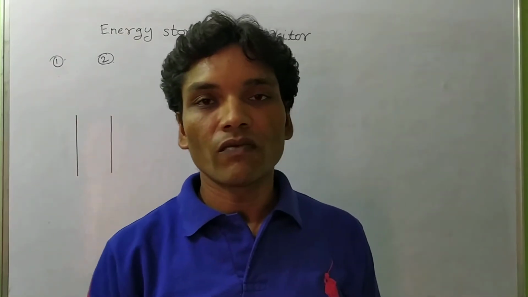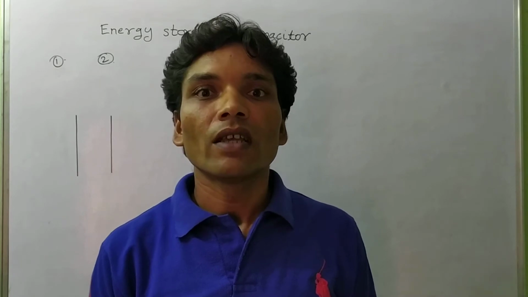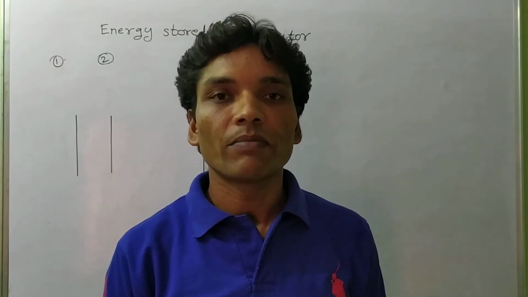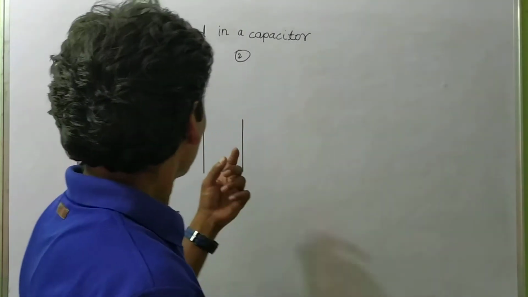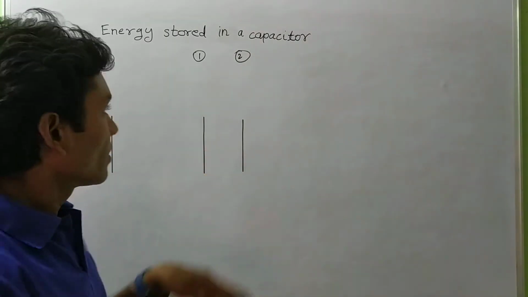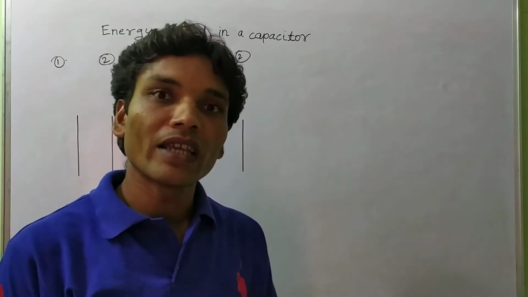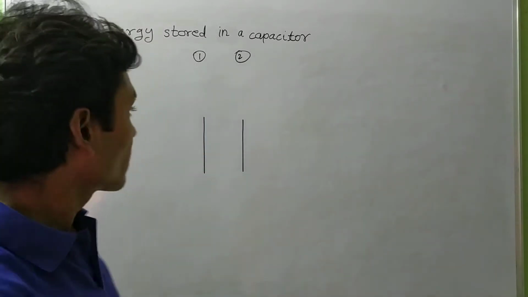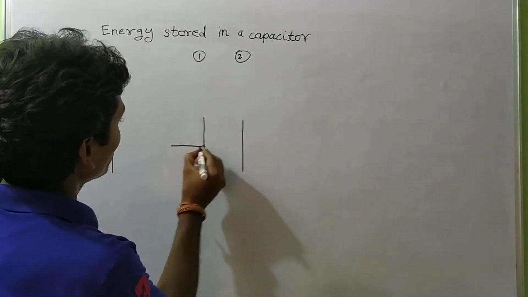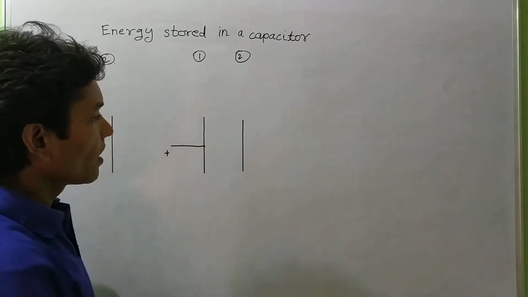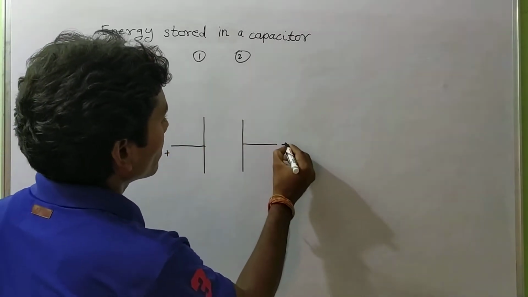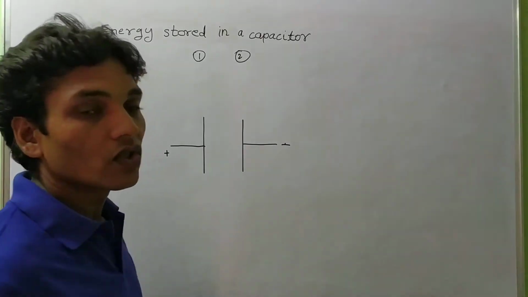Students, in this video, we will learn about how energy is stored in a charged capacitor. Consider a parallel plate capacitor. This is the first plate and this is the second plate. In the charging process, the first plate is connected to the positive terminal of the charger and the second plate is connected to the negative terminal of the charger.